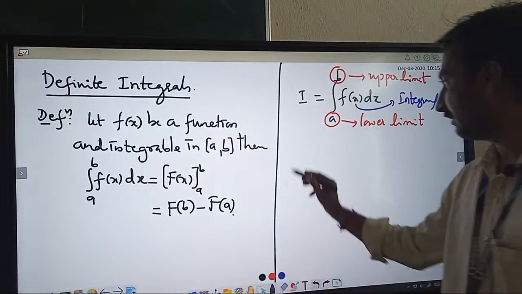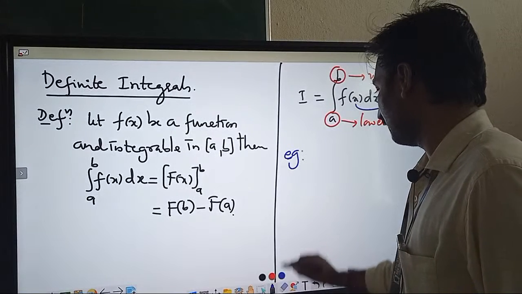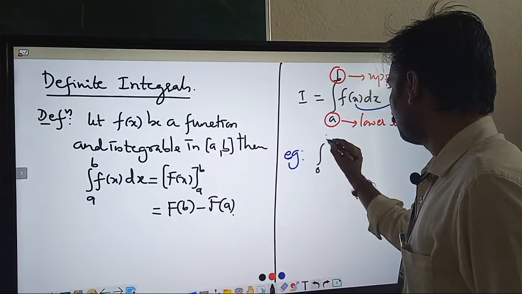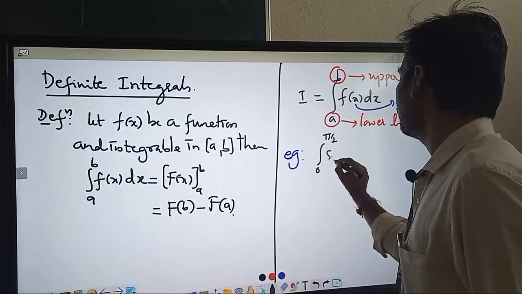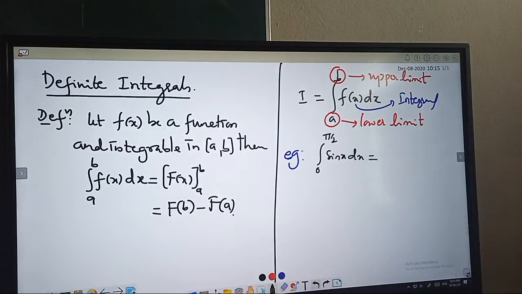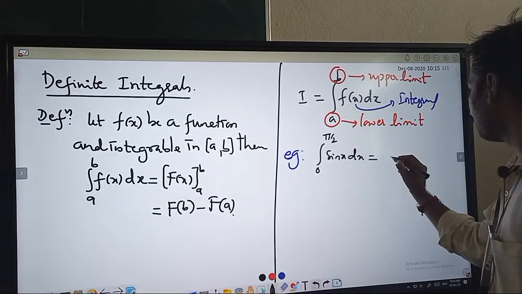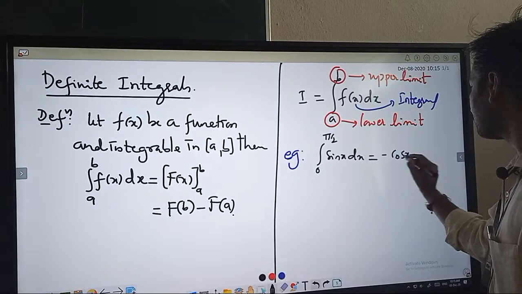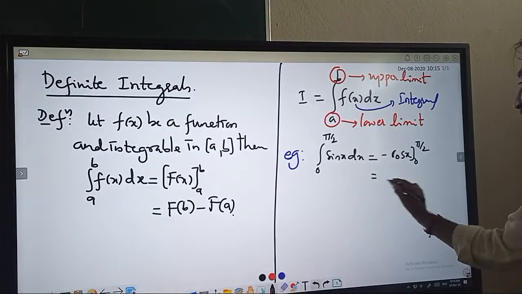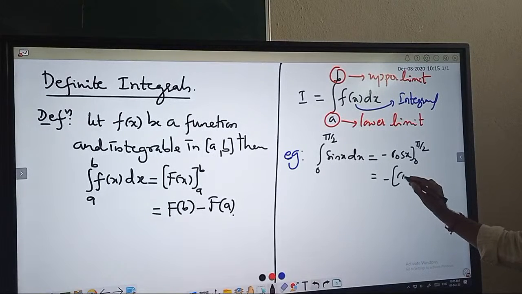There is no change from the previous, just these two are additionally there, correct? For example, if you are integrating 0 to pi by 2 sin x dx. Suppose you are integrating a function 0 to pi by 2 sin x dx. What is the integration of this? It is minus cos x from 0 to pi by 2. Correct? Taking the minus outside, cos 90 minus cos 0.